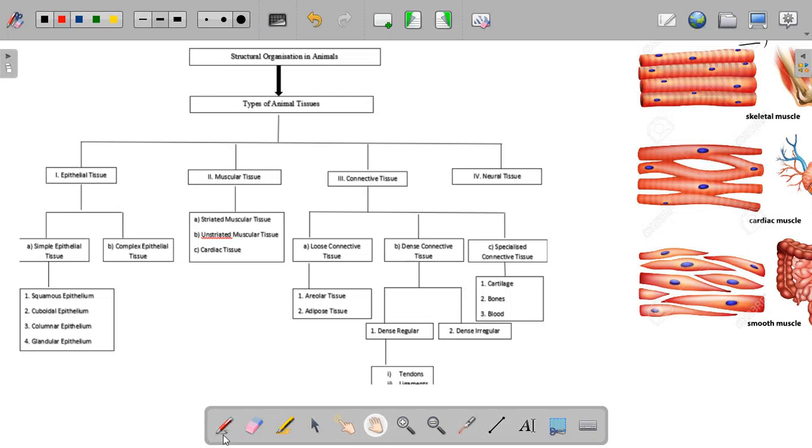Dear students, I'm going to continue the next topic, that is muscular tissue as well as neural tissue. So far we completed epithelial tissue as well as connective tissue under the animal tissues. Today I'm going to tell you about these two important tissues. So here, muscular tissue.